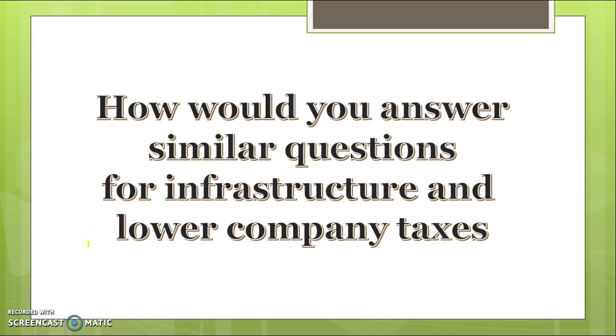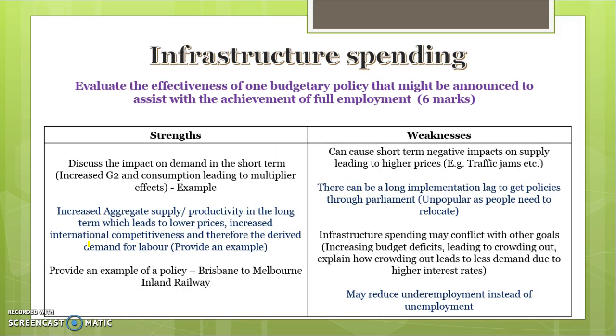Okay, in the last video we looked at how you would answer a question related to evaluating the effectiveness of a particular budgetary policy, and we looked at lowering income taxes. Now we're going to look at how you would answer a similar question but looking at both infrastructure and company taxes. So if you chose infrastructure as your example, you'd define what infrastructure means and you would define the goal of full employment. And then you would talk about the strengths and weaknesses.